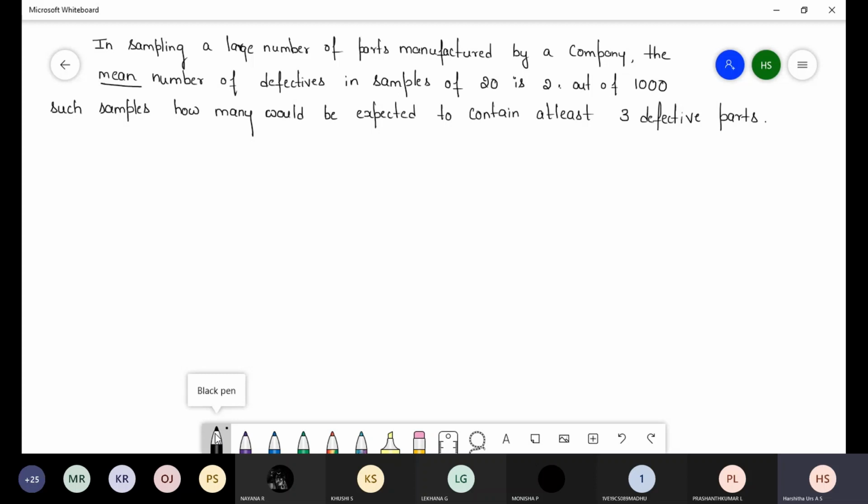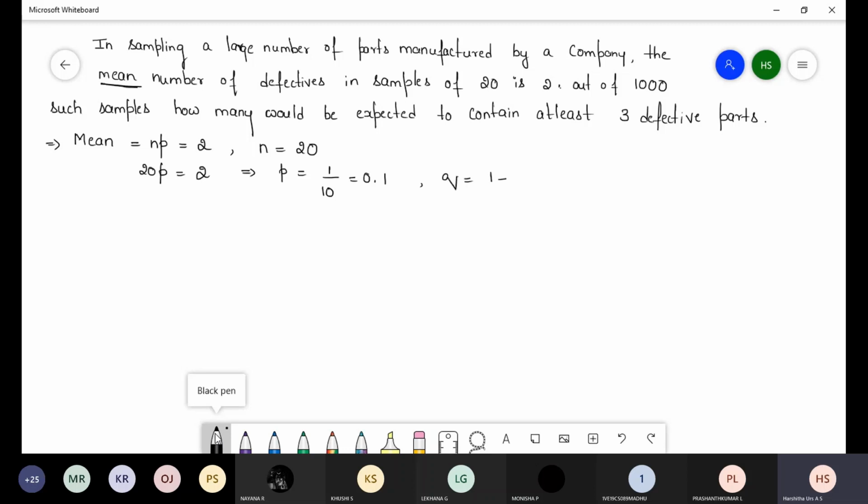Yes, here if you all see that I have underlined the mean. So here they have given the mean value. Mean in the binomial distribution formula is np. Here they have given defectives in samples of 20 is 2, so the mean value is 2. Samples of 20, that we can write as n is equal to 20. Next, 20p is equal to 2. Substituting 20 in place of n, p is equal to 2 by 20, so p is equal to 1 by 10, that is equal to 0.1.